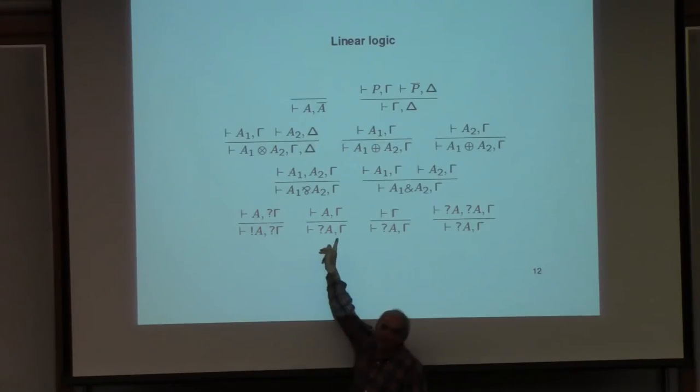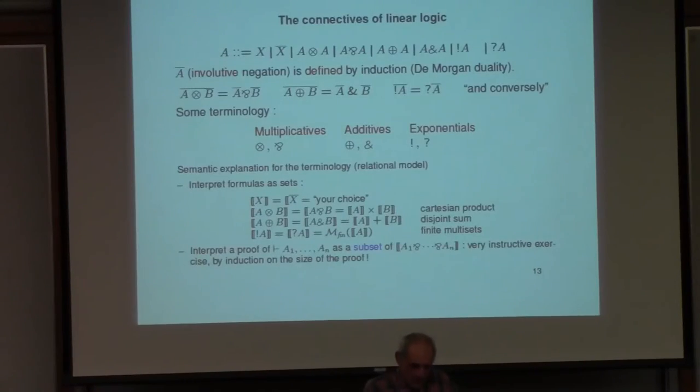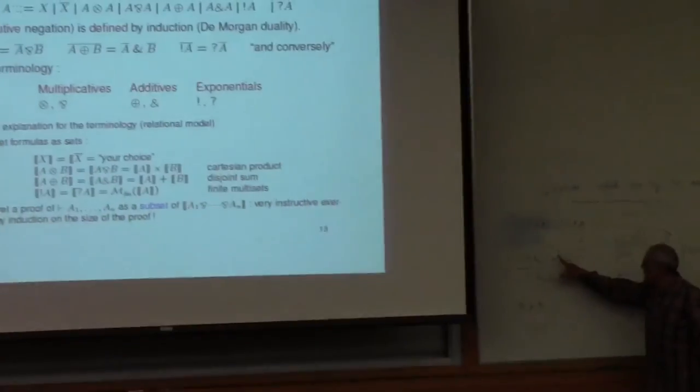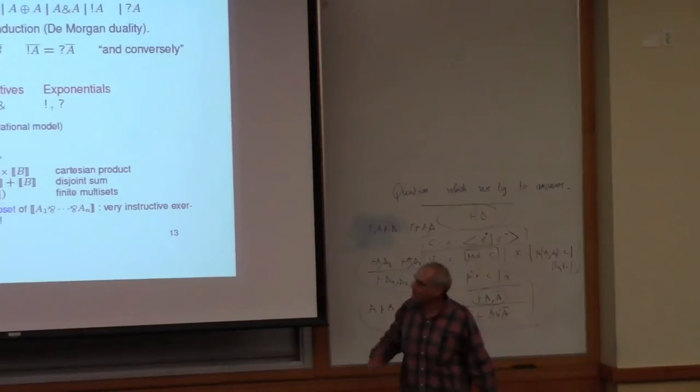Reversible, and this one, irreversible. So again, you see that the dual connectives have this duality between reversible and irreversible. Okay, so now let's summarize. I've been using a lot this notation of De Morgan dual, or the negation as a defined connective.